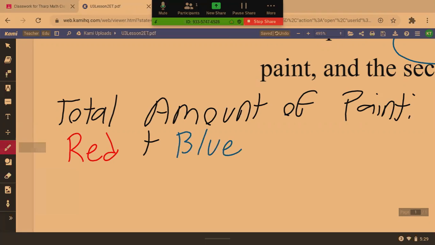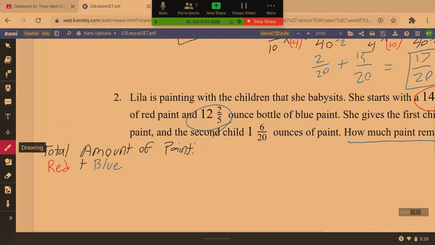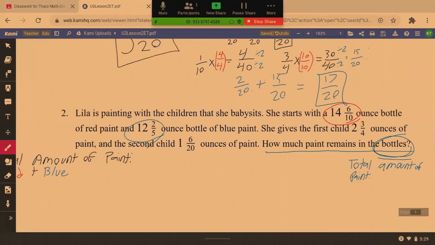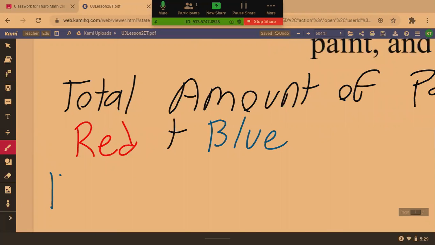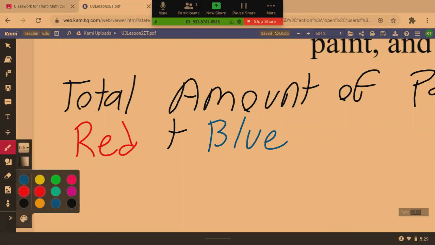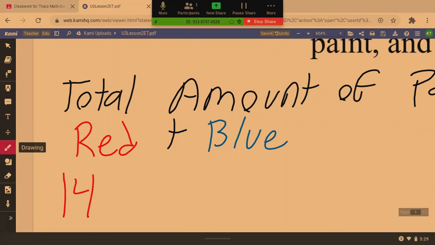I think I'll do this whole thing color coded like that. I like that. That satisfies my OCD. Okay, 14. No! Driving my OCD crazy. Okay, here we go. 14, 6 over 10.